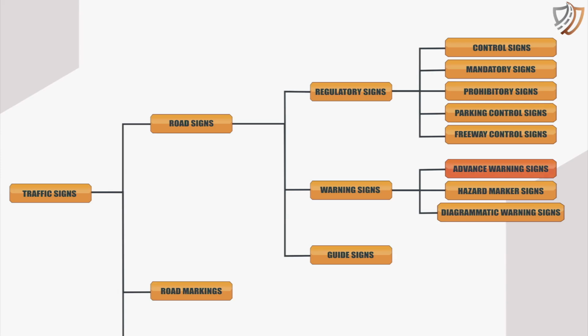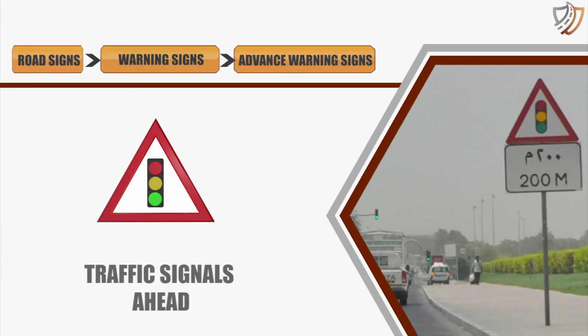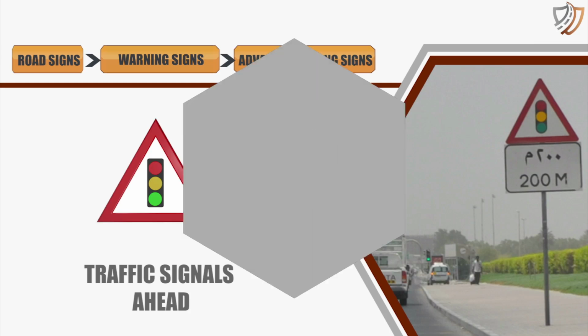Let's see the advance warning signs. Advance warning signs are mostly triangular in shape with a red border and white background. These are posted in advance before the situation. Traffic signal ahead. This sign warns the drivers that they are approaching a traffic light. This sign is usually used to warn of a new traffic signal ahead. Motorists must slow down, maintain lane discipline, position their vehicle according to their direction, and must obey the traffic light.